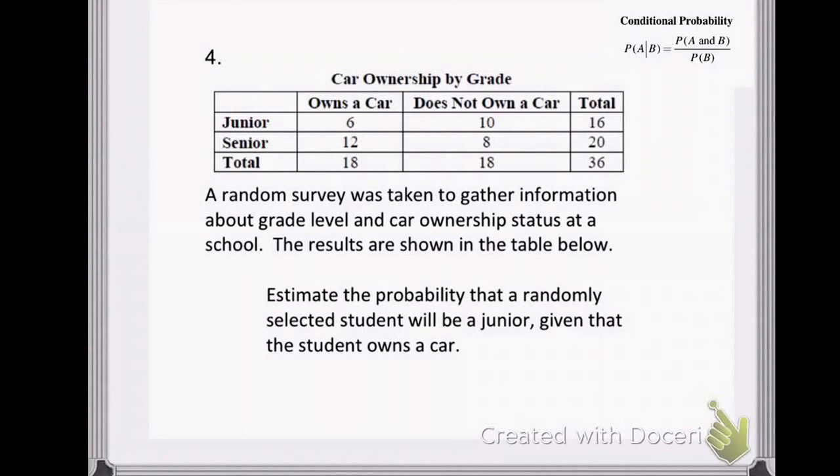Number 4, a random survey is taken to gather information about grade level and car ownership status at a school. The results are shown in the table. Estimate the probability that a selected student will be a junior given that that student owns a car.